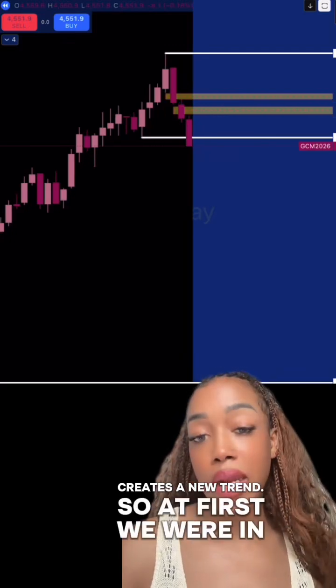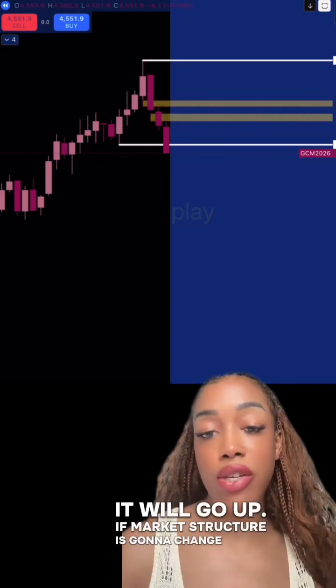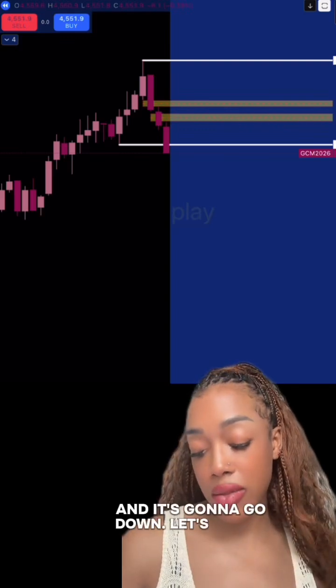So at first we were in an uptrend. If market structure is going to continue, it will go up. If market structure is going to change trend, which is the likeliness of a displacement, then it's going to go down. Let's watch and see what happens.